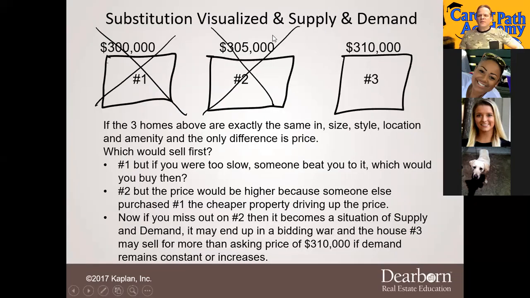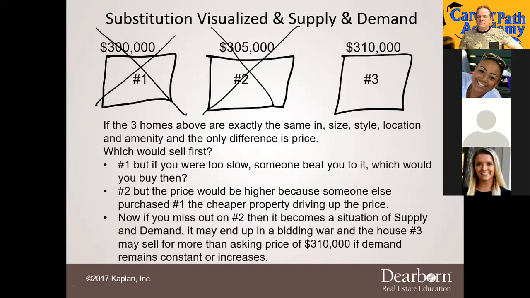So here's an example of substitution. If you got 3 homes on the market for sale, they're exactly the same in every way, shape, and form. One's going for 300, one's going for 305, one's going for 310. Which one would you buy? Which one would you make an offer on? The cheaper one. Why would you pay more? Why would you pay 310 when you could get the same thing for 300, right? So you make the offer on the one that's 300.